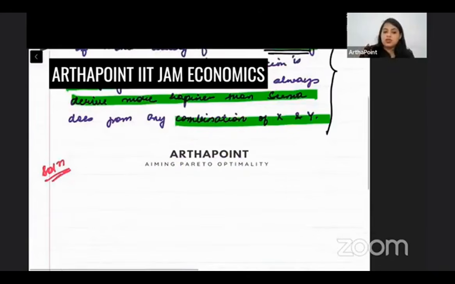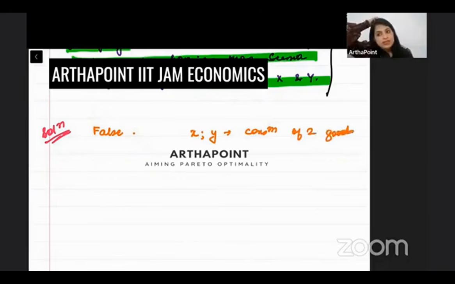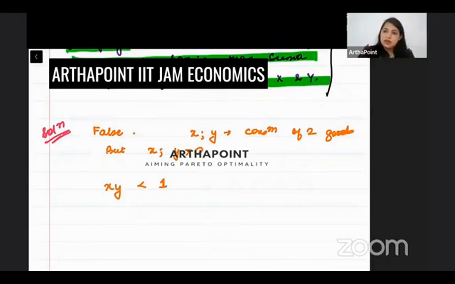Okay? Achha, look at the solution. But the solution to this is that this is a false statement. Why? Because we know that X and Y represent consumption of the two goods. Isn't it? X and Y represent consumption of the two goods. But all that we know is that X and Y should be positive. But imagine a scenario where X into Y is less than 1.